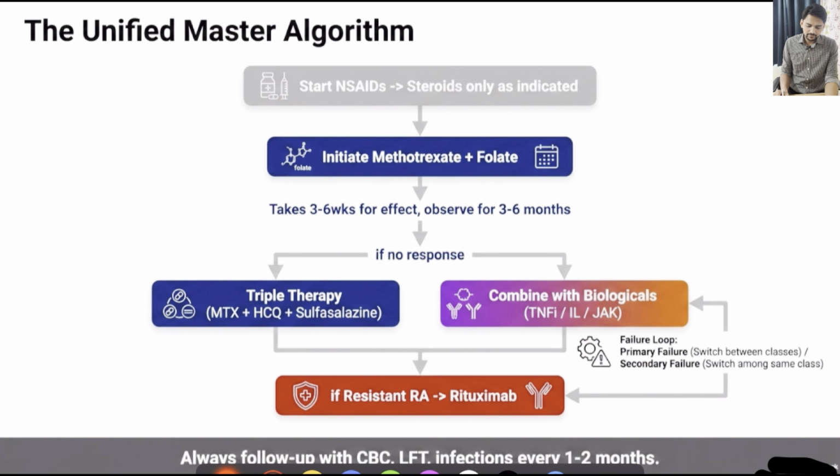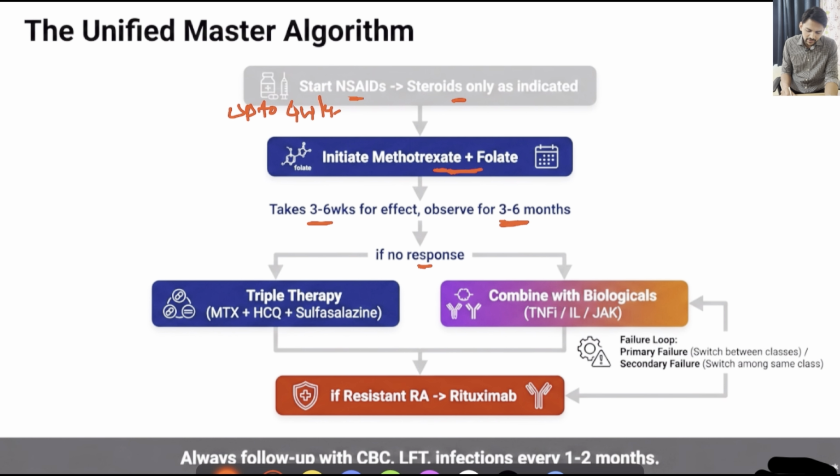Just to give the flowchart for management of these cases, always start with NSAIDs. Up to 4 weeks you can utilize these for symptomatic control. Steroids only if indicated, and initiate the methotrexate along with folate. And remember, it will take 3 to 6 weeks for its effect. That should be explained to the patient. And once started on this csDMARD, observe for 3 to 6 months.